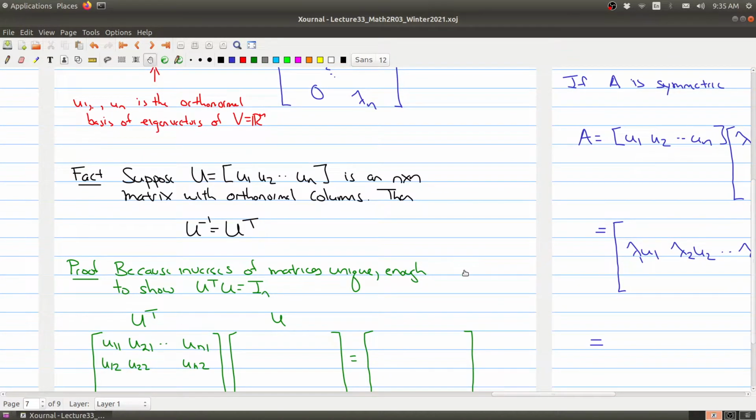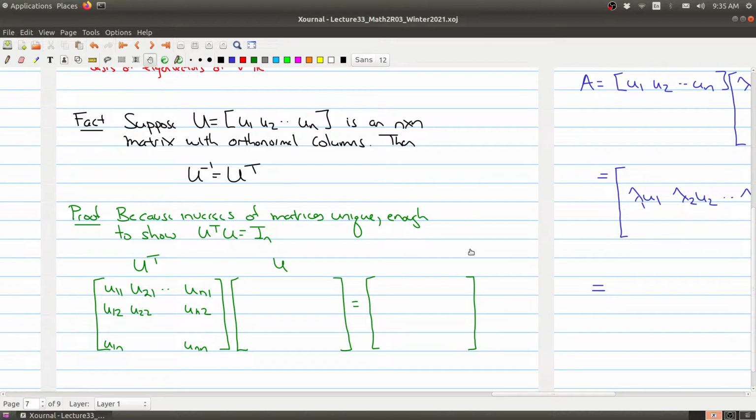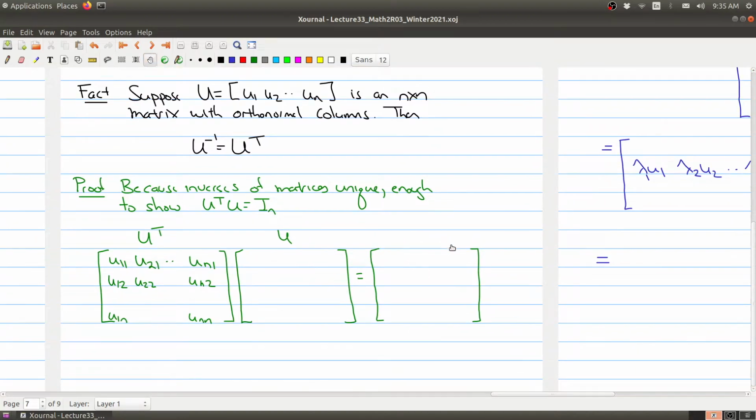But it turns out, and if you took Math 2LA3, you may have actually proved this, that if you have an n by n matrix whose columns are orthonormal, so each column has norm 1, and the columns are orthogonal to each other under the inner product, then the inverse of the matrix is simply the transpose of the matrix. Let me just quickly give you a proof of that.